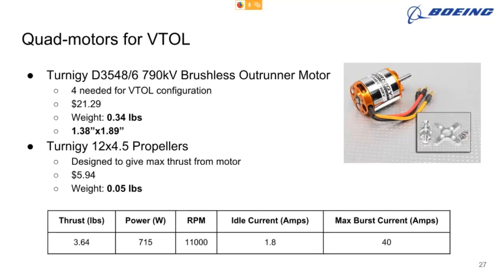The quad motors for our VTOL, we were looking at using a Turnigy 790 kV brushless outrunner motor. We would need 4 of these, so each one with the propellers creates about 3.64 pounds of thrust. Multiplied by 4, we end up getting right around 15 pounds of thrust. Our thrust to weight ratio of 1.4, if we had the aircraft at 10 pounds, would be met. So we would have enough thrust in order to take off and use VTOL capabilities.